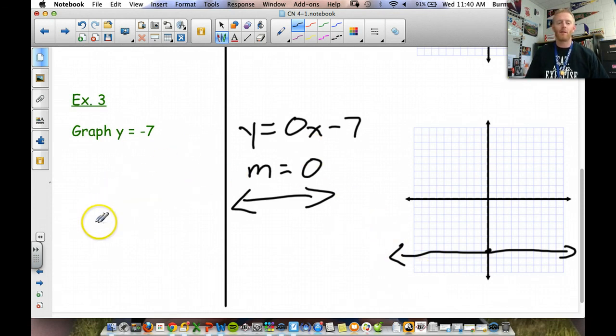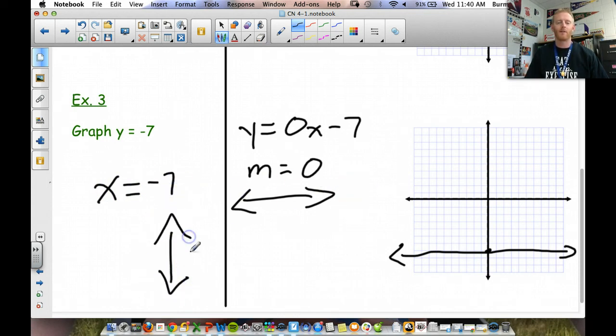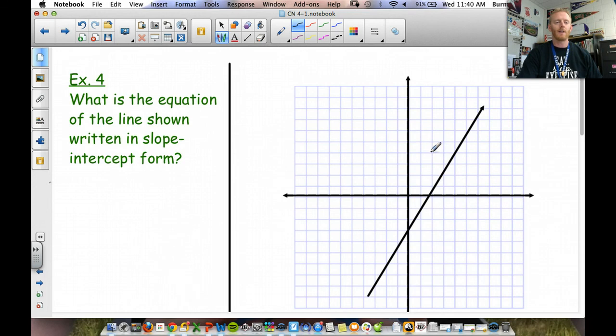Now the opposite of that, or conversely, would be that if we have x equals -7, it would make a vertical line instead of a horizontal line, because x is always -7 no matter what.